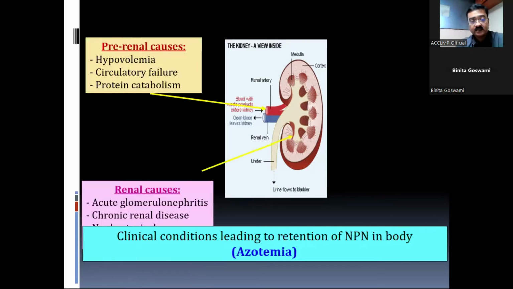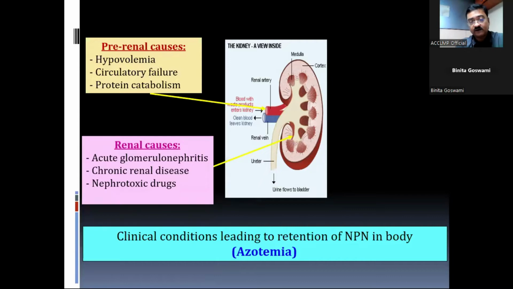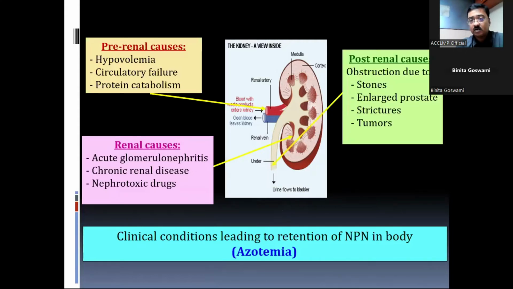Next, the renal causes are acute glomerulonephritis, chronic renal disease, and nephrotoxic drugs, particularly causing tubular injuries. They are the renal causes of renal failure. Now, if we talk about post-renal causes, there are stones, enlarged prostate, strictures, tumors. They can obstruct the outlet, and because of the outlet obstruction, there will be hydronephrosis, gradually leading to renal failure. So these are the conditions which can lead to a renal disorder or azotemia, where the renal products are retained, causing high urea and creatinine.